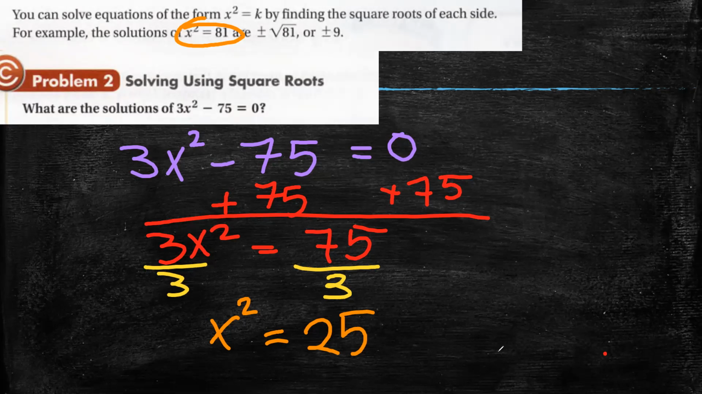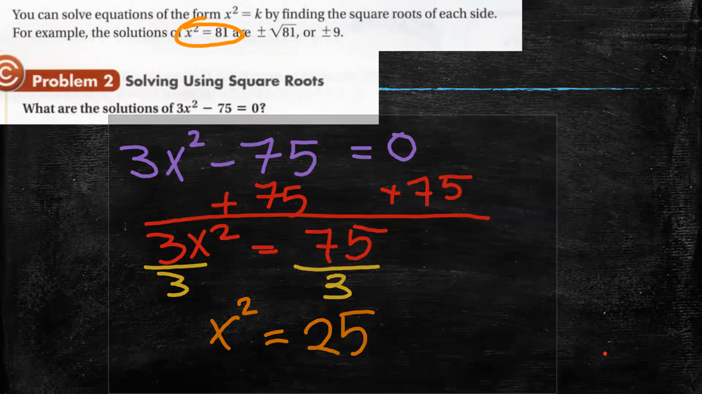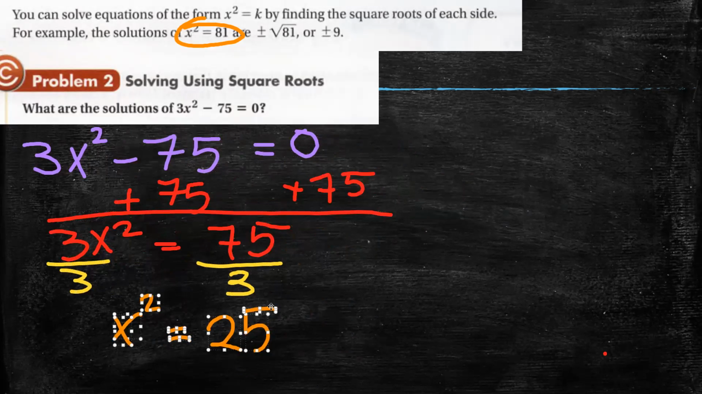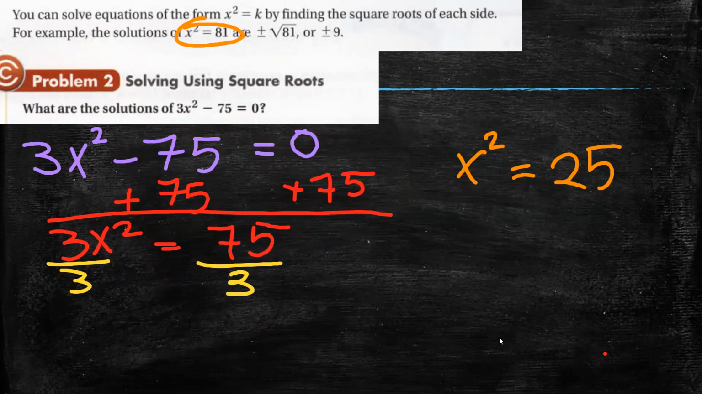Now, what do I have to do? Let's take this, x squared equals 25. I want now to find the solution. To find the solution, I use the square root. What does it mean? It's like a balance. If you put a square root on one term, you have to put the square root on the other term.